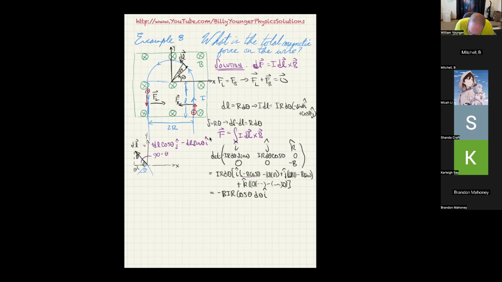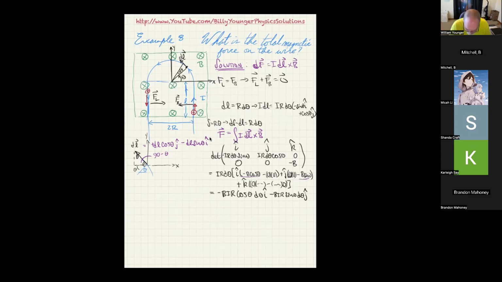Now I also have this part over here that I've got to do, and that's also a negative B. So I'm going to say negative B I R, in this case it's sine theta d theta j hat. So that's the end of the cross product. Now notice you're going to be integrating this from theta equals, say, 0 to pi.